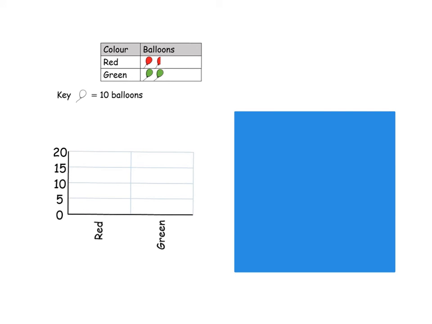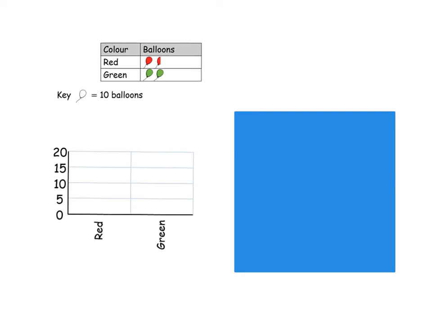Have a look back at the pictogram now. We can see that we have one full red balloon and one half balloon. We know from the key that each balloon is equal to 10 balloons. So one full balloon and one half a balloon is the same as saying 10 plus 5, which makes 15. So on our block diagram, we would colour in up to here, up to the number 15.